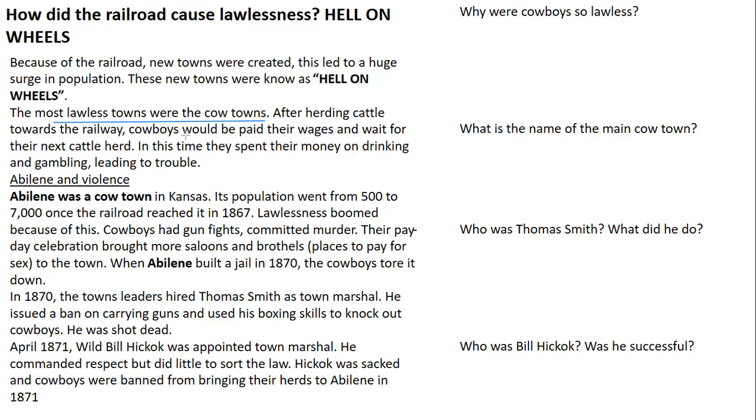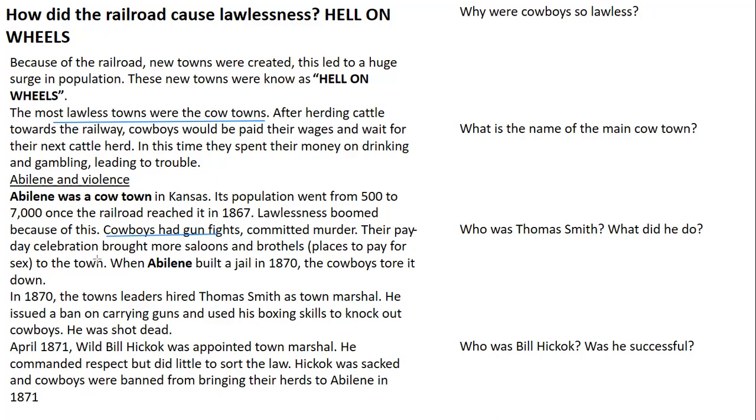Cowboys, when they go to these cow towns, spent money on drinking, gambling, and it led to massive trouble. Abilene, as an example, was in Kansas. Its population boomed following the development of Abilene by Joseph McCoy, and lawlessness increased because of this. The more people, the more crime. Cowboys had gunfights, committed murder. Their payday celebration brought more saloons and brothels to the town. People saw it as an opportunity, if these boom towns were set up, to be able to make money.